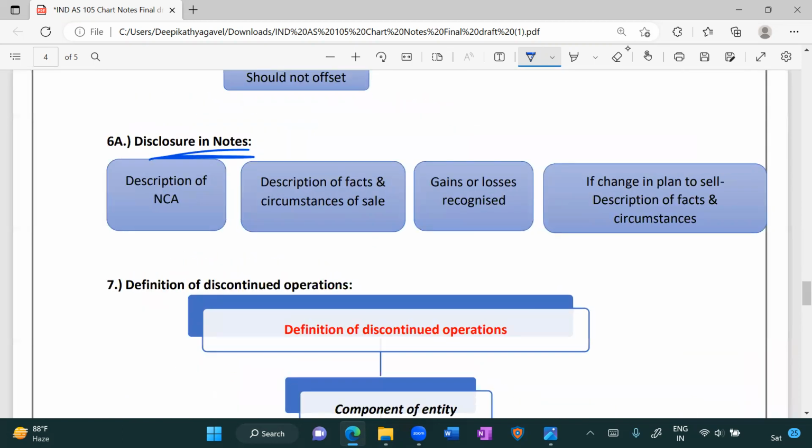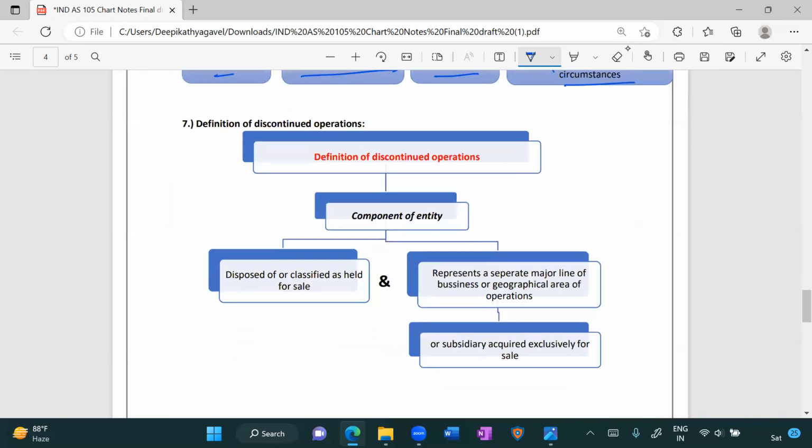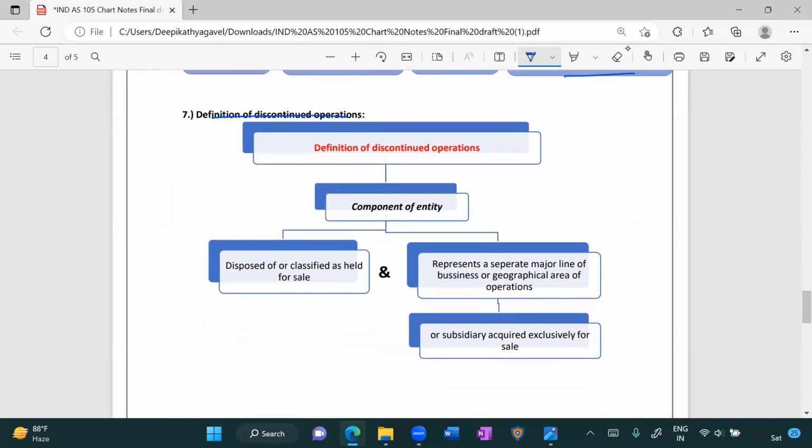And the disclosure requirements for these non-current assets held for sale are that you have to give the description of the non-current asset, the description of facts and circumstances of the sale, who it is being sold to, and all such sale details. If any gain or loss is recognized during this transaction, that needs to be disclosed. If there's any change in the plan to sell, then the description of the facts and circumstances, why there was the change, and all of that also needs to be mentioned. So that's all about the disclosure requirements. Next comes the definition of discontinued operation.